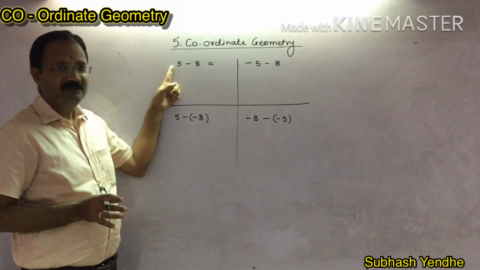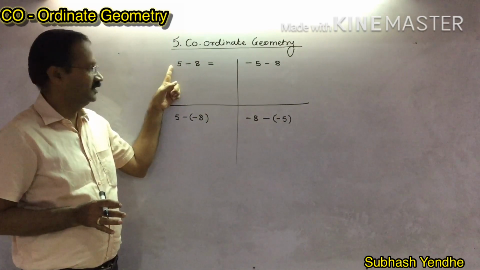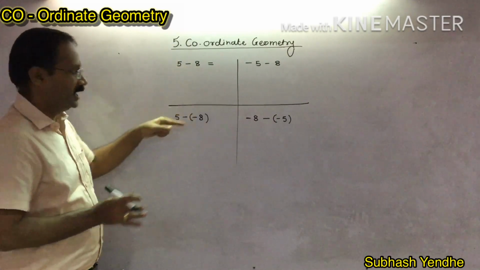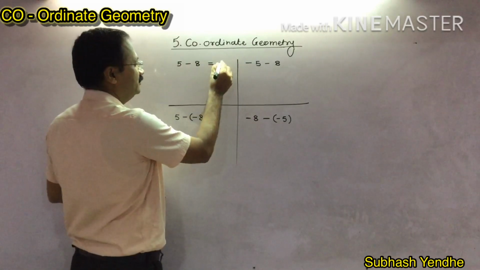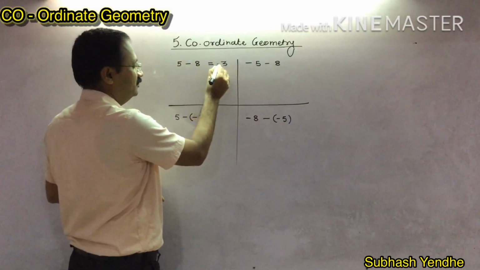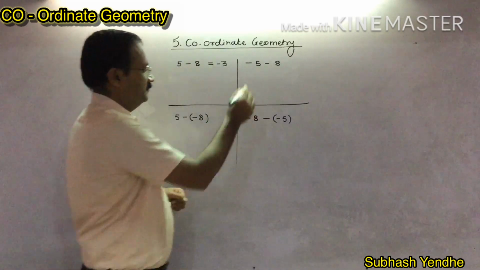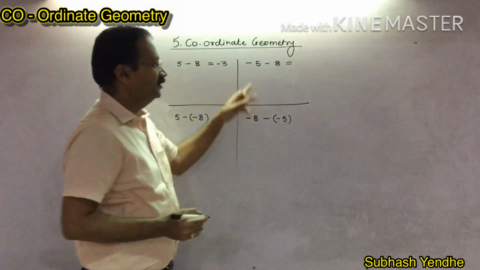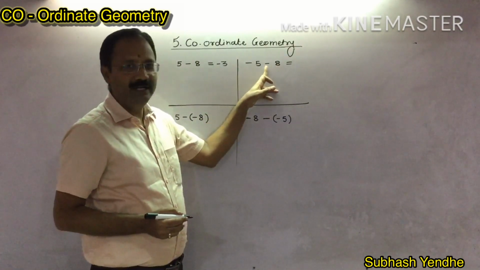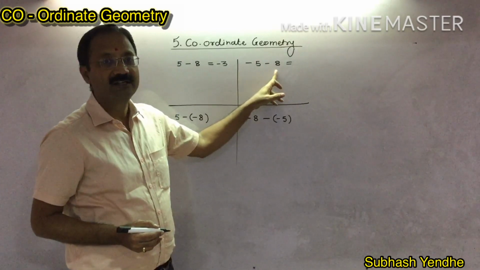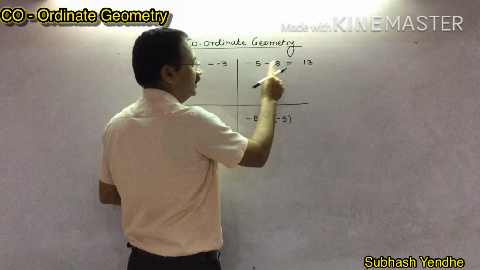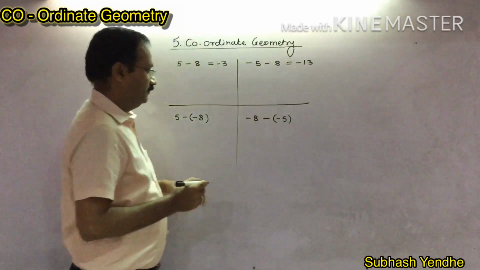See the signs: 5 has a plus sign, 8 has a minus sign. Different sign, subtraction. 8 minus 5, 3. And which is the larger number? 8. So its sign is minus, so you have to give the minus sign. See in the second one, sign of 5 minus, sign of 8 minus. It means signs are same. So what you have to do? Add it and give the sign of the larger number.